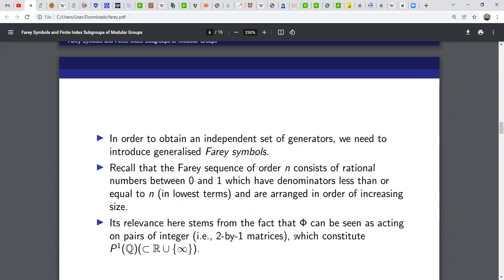And this pair of integers can be seen to constitute, or rather these ratios determined by pairs of integers can be seen to constitute the projectivized rational line. And the ideal boundary of the Poincare upper half plane, that is R union infinity, is precisely the completion of this. So apparently unrelated Farey sequences came into play, and several interesting properties will be revealed in the subsequent talk.